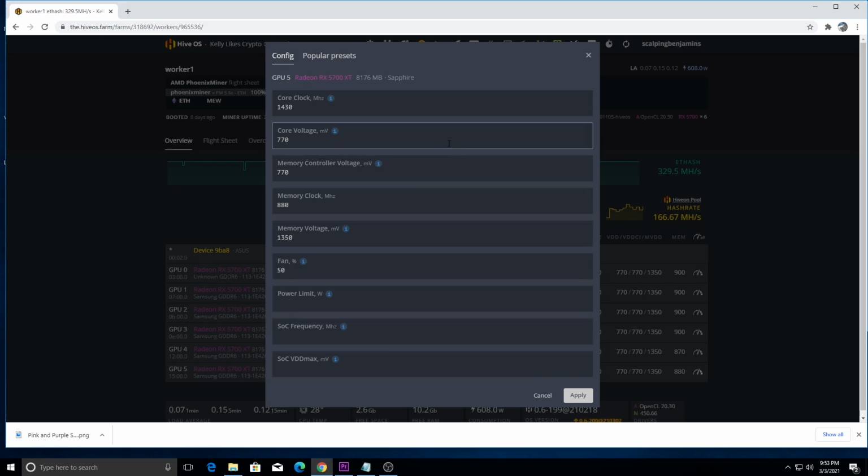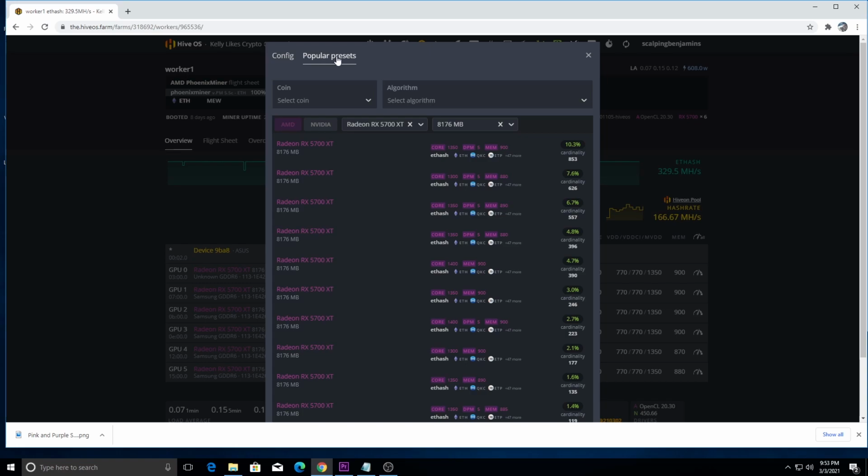Okay. There are popular presets. Now, if you got this exact card, I'd probably just copy and paste what I've done. I've tweaked and tweaked and tweaked this card more than any other card, and these seem to work really, really well. 55 mega hash is really good for this card. But you can click on popular presets. You can see what other people are doing.